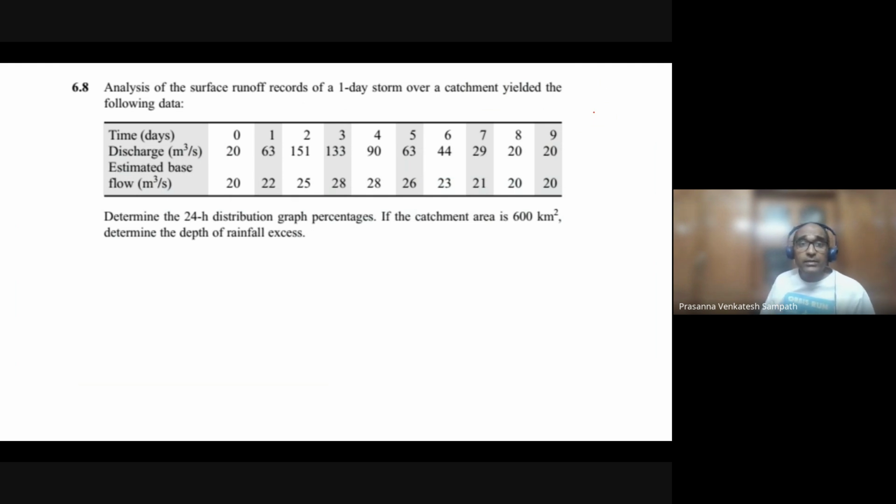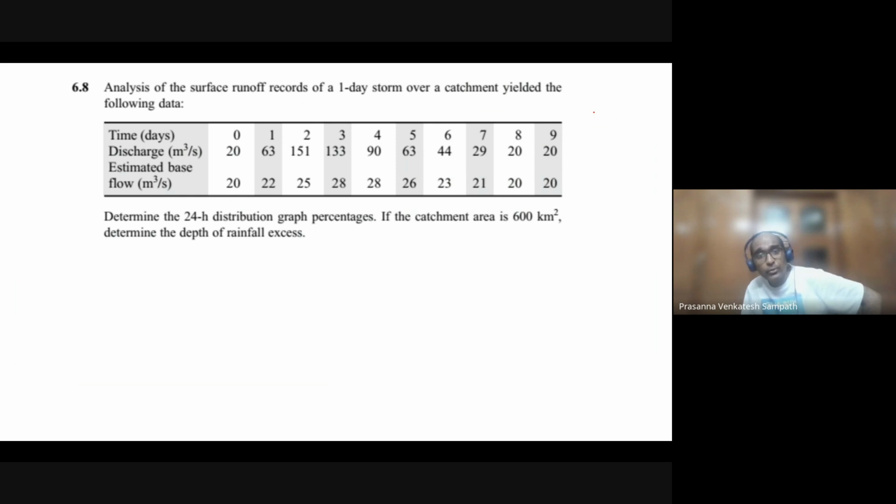Analysis of the surface runoff records of a one-day storm over a catchment yielded the following data, right? So the flood hydrograph gives us these details. You have time from 0, 1, 2, 3, all the way to 9 days, and the discharge produced on those days is listed, and the estimated base flow is also given. Okay, so this is the information available to us.